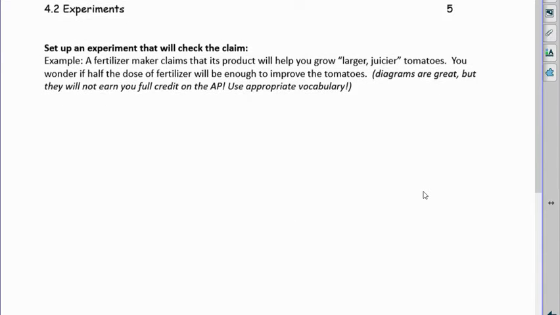Okay, we're going to set up an experiment that will test this claim. So we've got to be really detailed in what we're going to do. First of all, we don't want to just pick 2 tomato plants. We should have a big enough group that we think we'll be able to distinguish the effects. So maybe my units might be maybe 50 tomato plants.